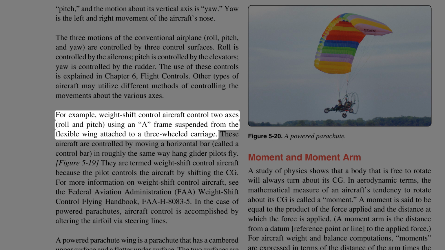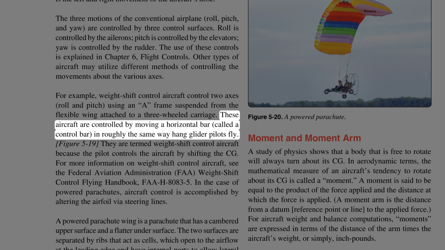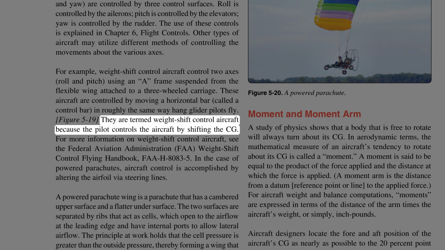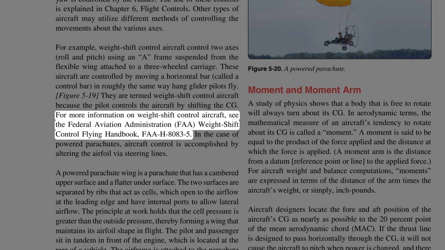For example, weight shift control aircraft control two axes, roll and pitch, using an A-frame suspended from the flexible wing attached to a three-wheeled carriage. These aircraft are controlled by moving a horizontal bar, called a control bar, in roughly the same way hang glider pilots fly. They are termed weight shift control aircraft because the pilot controls the aircraft by shifting the CG. For more information on weight shift control aircraft, see the Federal Aviation Administration, FAA, Weight Shift Control Flying Handbook, FAA-H-8083-5.